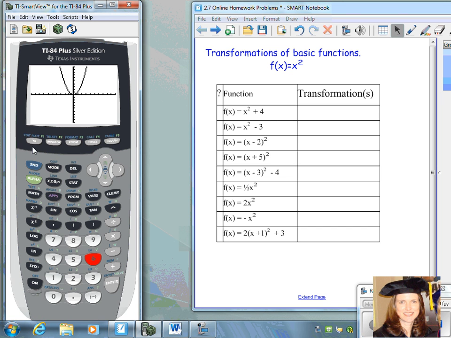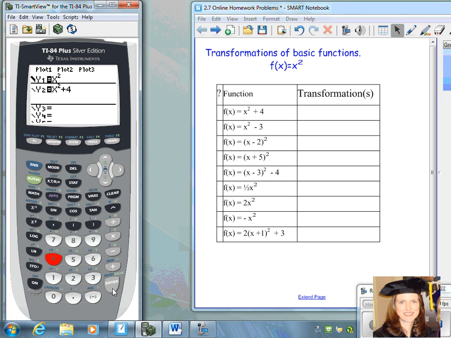Make your guesses, and then what I'm going to do is keep the original equation in y1 using a thick line for the original equation. And then the new, transformed equation, I'm going to put in the y2 position. And we're going to see what happens when you take x squared and add 4 to it. Make your guesses first, and then I'm going to show you what the graph looks like.